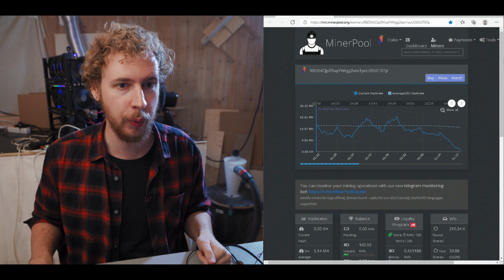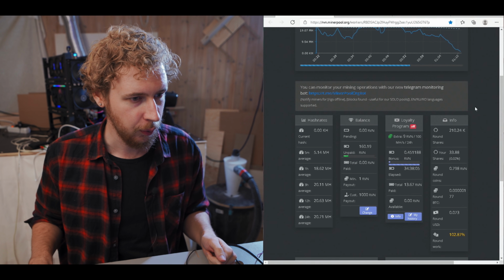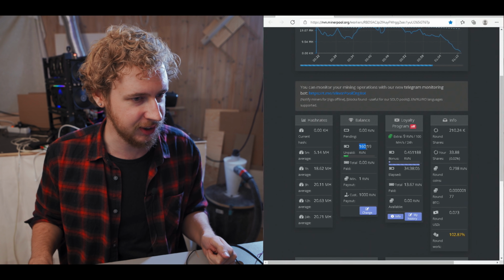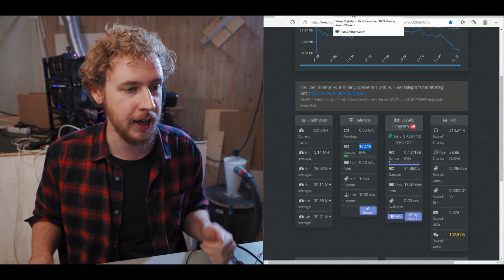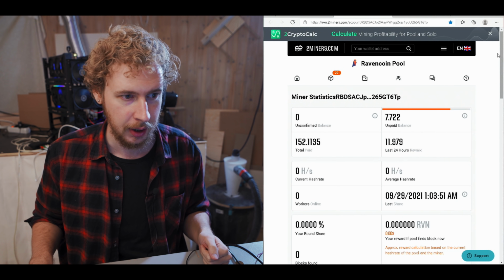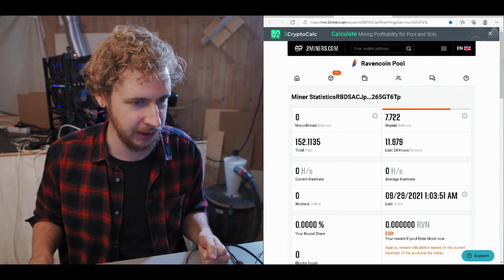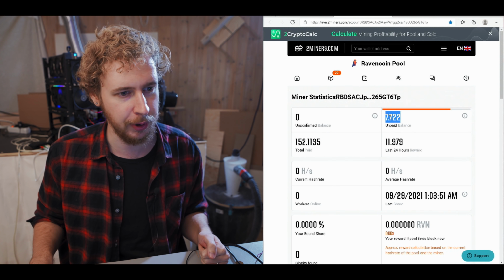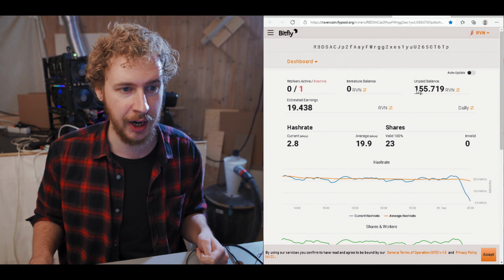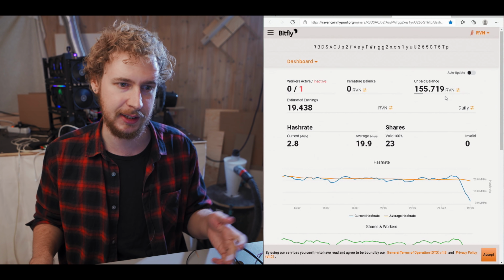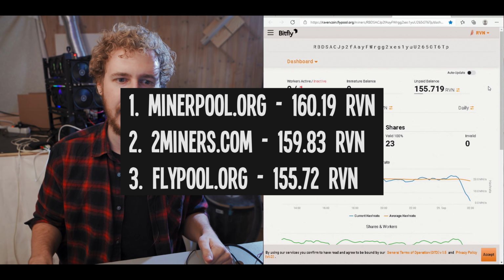So up on the screen now, we've got our results for minerpool.org, which, as you can see here, we mined a full 160.19 Ravencoins in this week. And then we've got two miners, where we mined a total of 152.11, plus we've also got an unpaid balance still of 7.72. And then finally we got Flypool, where we mined 155.72 Ravencoin.